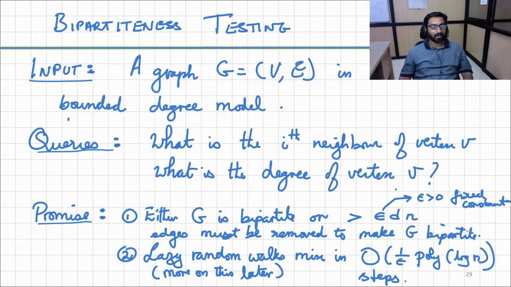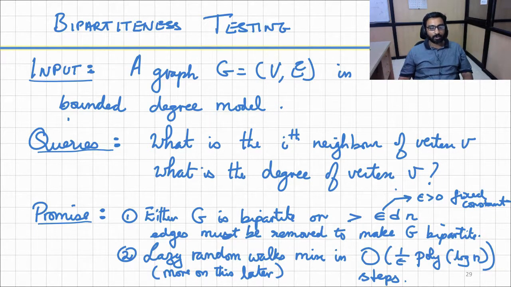And we're given two promises. The first promise is that the graph G is either bipartite or far from being bipartite. And what exactly do we mean by far from being bipartite? More than epsilon dn edges must be removed to make G bipartite. And here epsilon is just some fixed constant greater than 0.